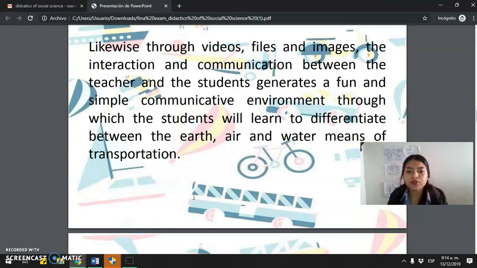Through videos, files, and images, the interaction and communication between the teacher and students generates a fun and simple communicative environment through which the students will learn to differentiate between the earth, air, and water means of transportation. But the focus of the lesson is on the earth.